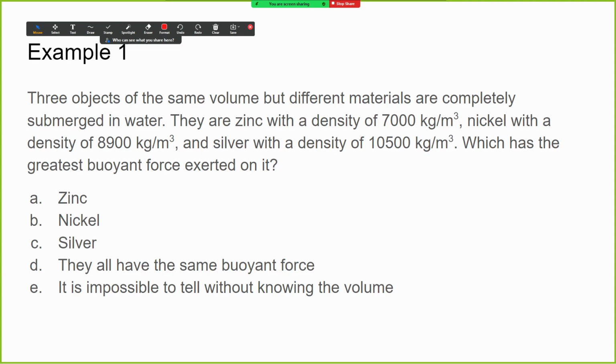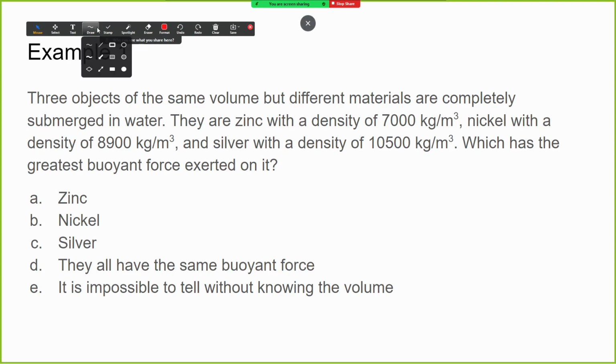Three objects of the same volume but different materials are completely submerged in water. They are zinc with a density of 7,000 kg per meter cubed, nickel with a density of 8,900 kg per meter cubed, and silver with a density of 10,500 kilograms per meter cubed. Which of those has the greatest buoyant force exerted on it?